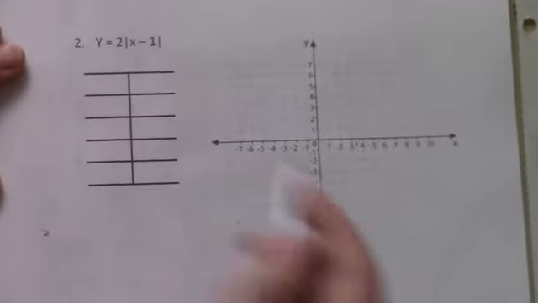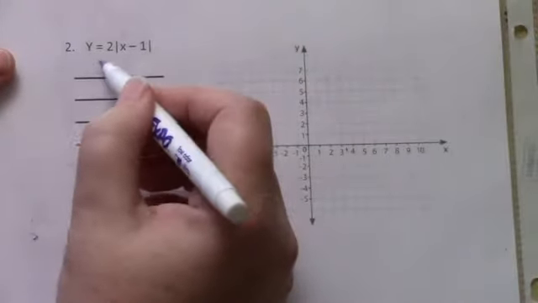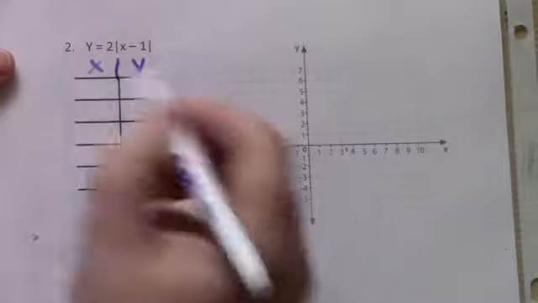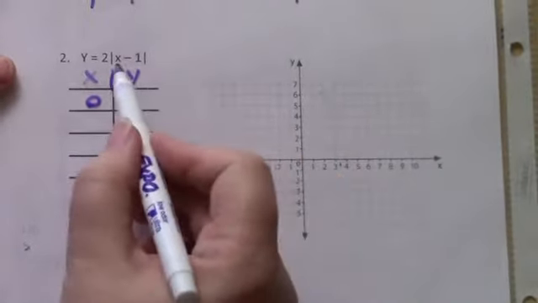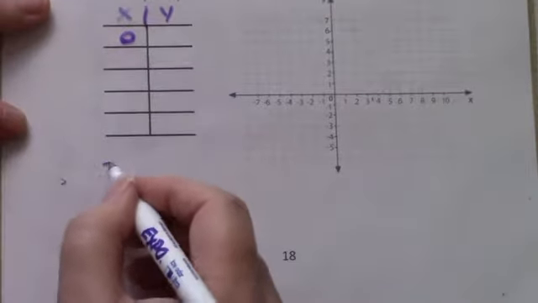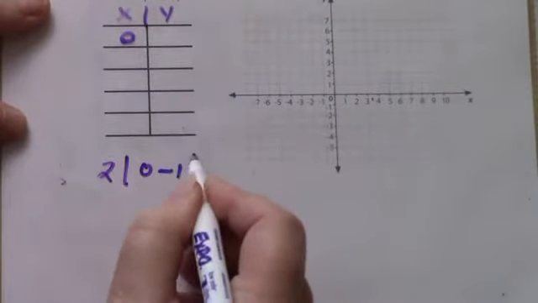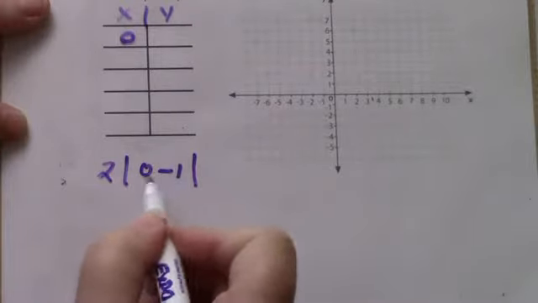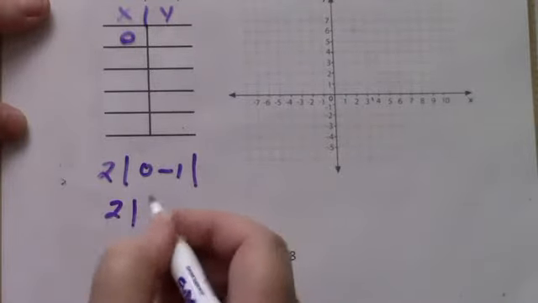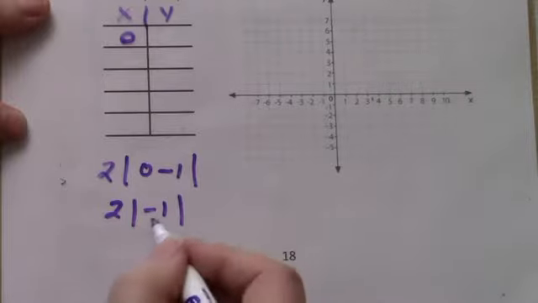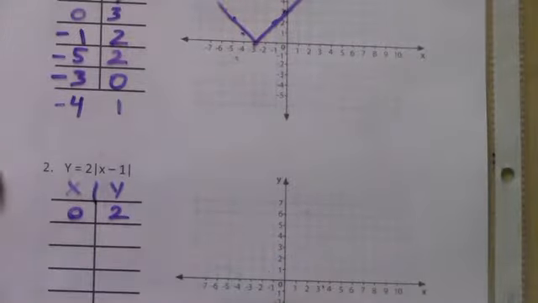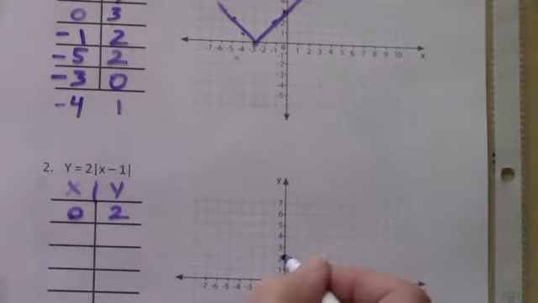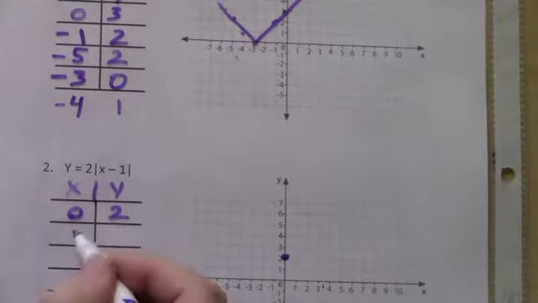So here we are. Let's put our x and y up here. And let's start with 0. So let's substitute in the 0. We would end up with 2 times the absolute value of 0 minus 1. So 2 times the absolute value of negative 1, which equals 1. So 2 times 1 is 2. 0, 2. Okay, let's go ahead and try 2.